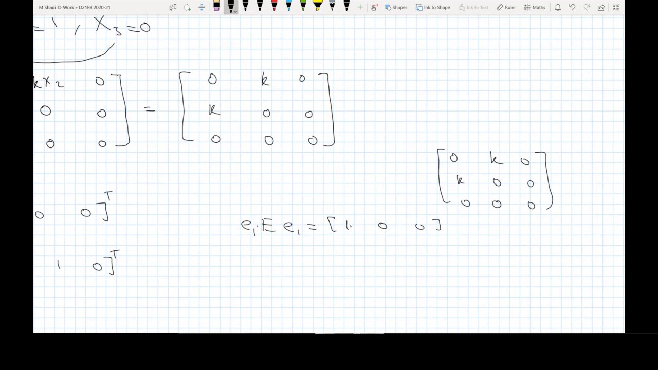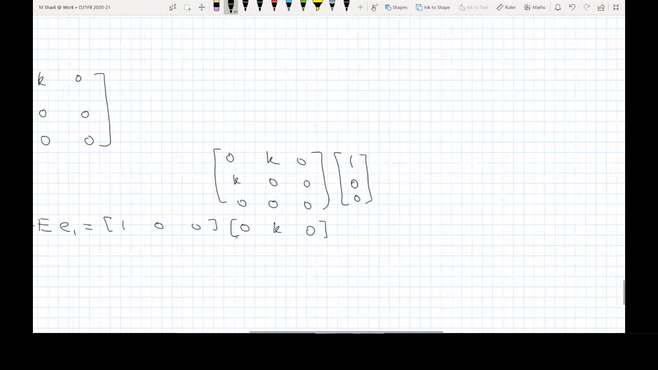So 0 multiplied with 1 is 0, k multiplied with 0 is 0, 0 with 0, this is 0. K multiplied with 1, this is k, added to 0 and 0, and then we have 0 for the last column. Now we multiply this again with 1, 0, 0. So 1 multiplied with 0 is 0, 0 multiplied with k is 0, 0 multiplied with 0 is 0. So this is 0, and the change in the unit length in the E1 direction is basically 0. So there is no change in the unit length in the x1 direction, if you want to put it this way.